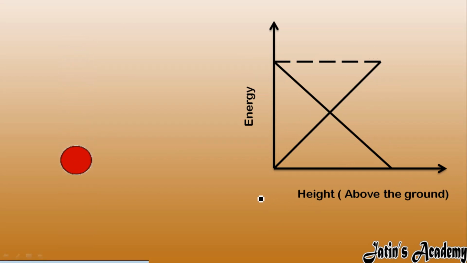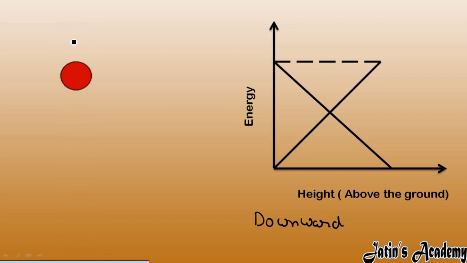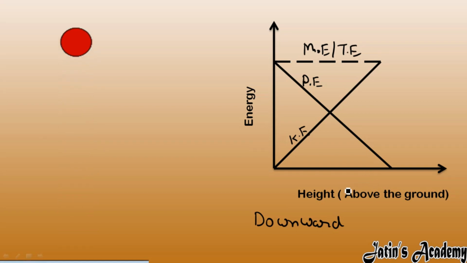Now I'm taking the downward case, when the ball is moving downward. Okay, now what will happen? Initially it has potential energy. So potential energy from this height keeps on decreasing, and in the downward case kinetic energy keeps on increasing. But mechanical energy or total energy remains the same. So this is the graph between energy and height above the ground. We have done both ways, whether it is moving downward or moving upward.